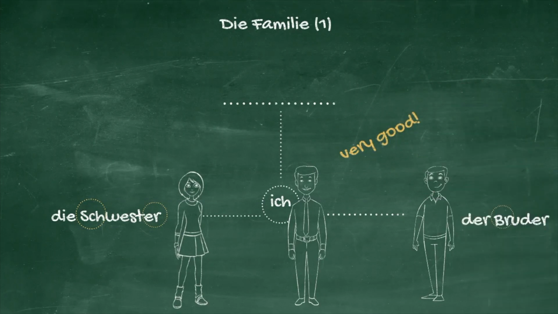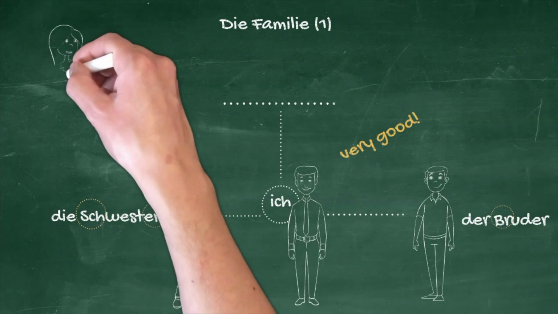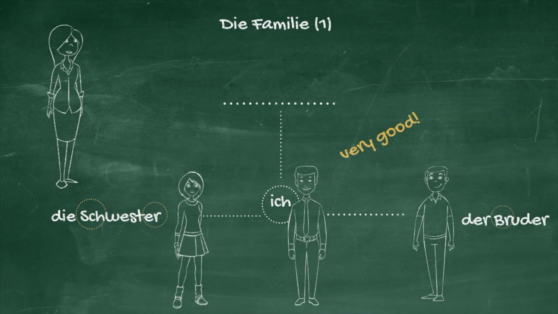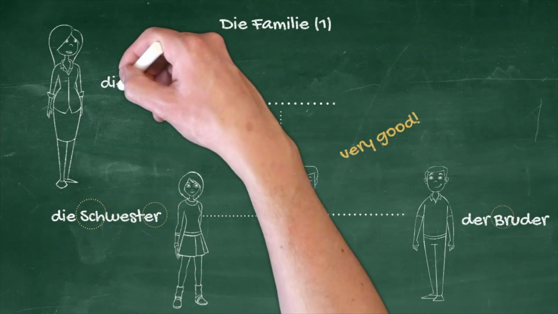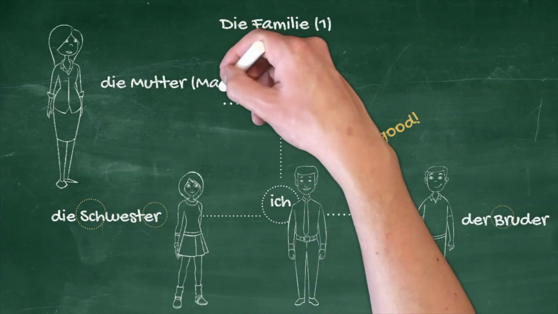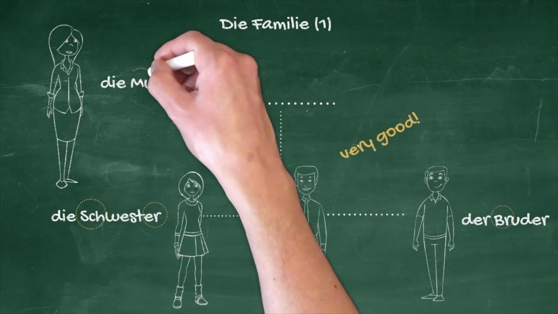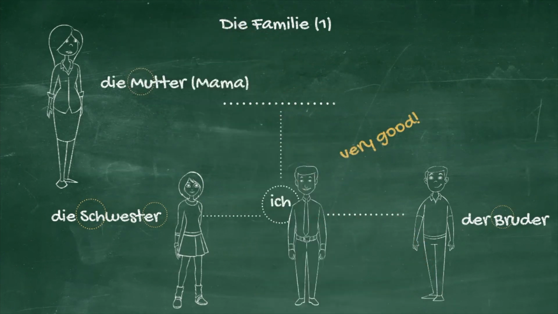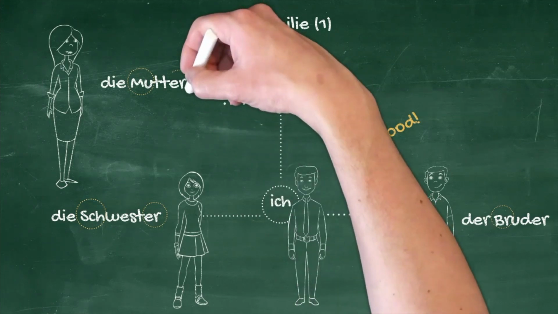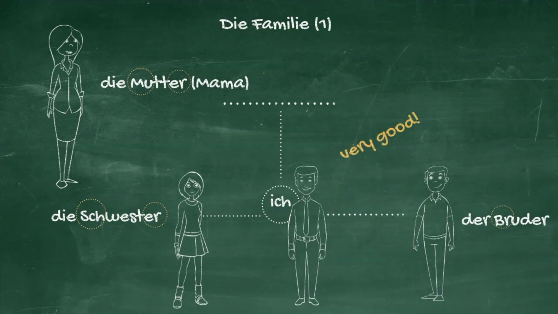Very good. You're almost done. Only 2 more vocabularies to go. The next vocabulary is mother. In German, you would say Mutter. Die Mutter. Here again, the pronunciation is Mutter, with a soft ending, just like Bruder or Schwester. Die Mutter. This is the last vocabulary for today.